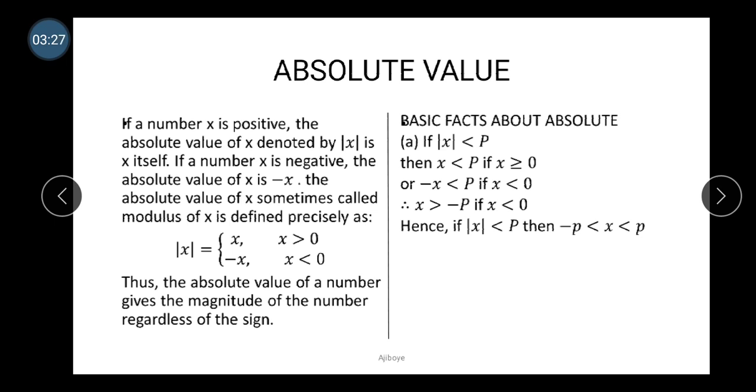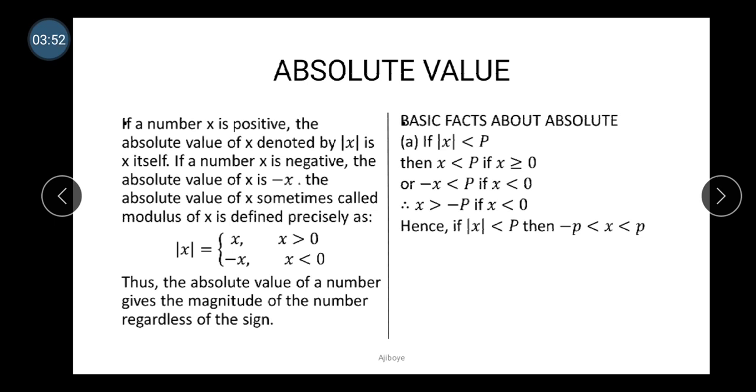absolute value of a number gives the magnitude of the number regardless of the sign. So for instance, the absolute of minus 3 is 3, and the absolute of plus 3 is 3. So we don't really regard the signs, whether it be minus or plus. We just take the magnitude of the value, right?